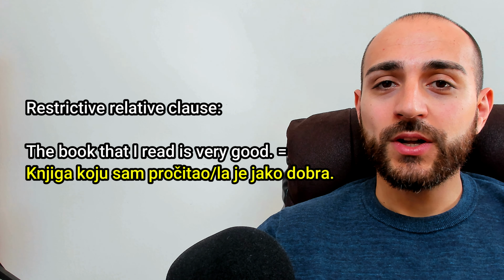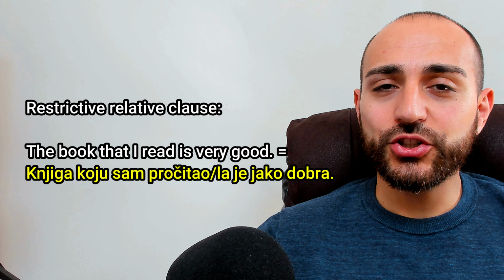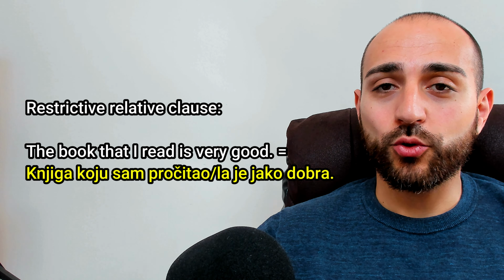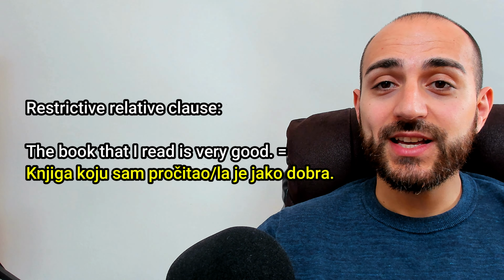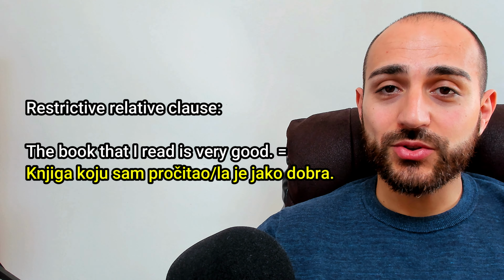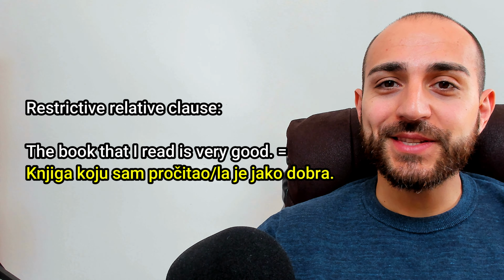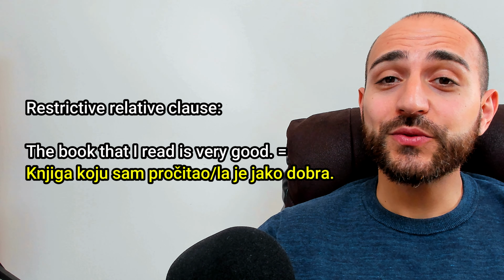2. In Serbian, there is a distinction between restrictive and non-restrictive relative clauses. A restrictive relative clause is one that is necessary to identify the noun being described, while a non-restrictive relative clause simply adds additional information. For example, the book that I read is very good. Knjiga koju sam pročitao, pročitala, je jako dobra. Is a restrictive relative clause because it is necessary to identify which book is being referred to.